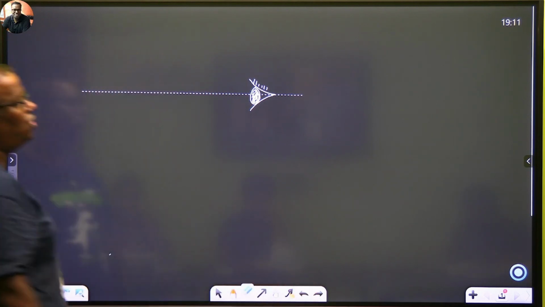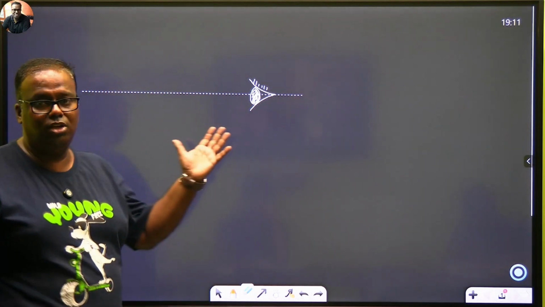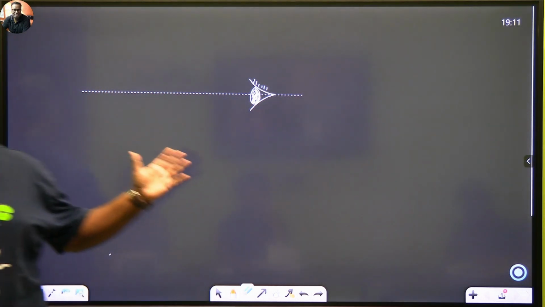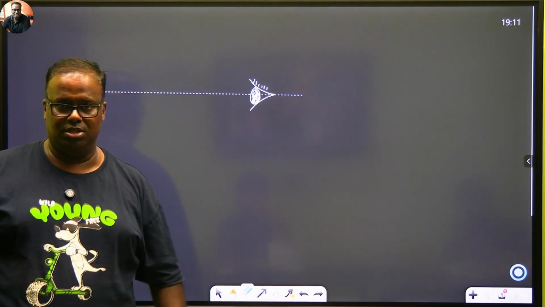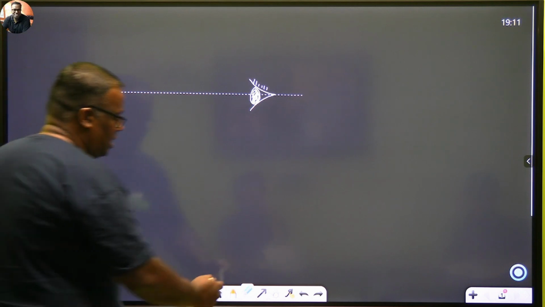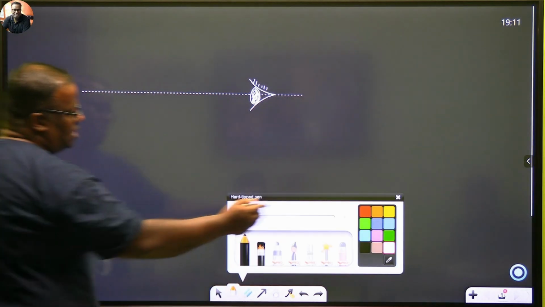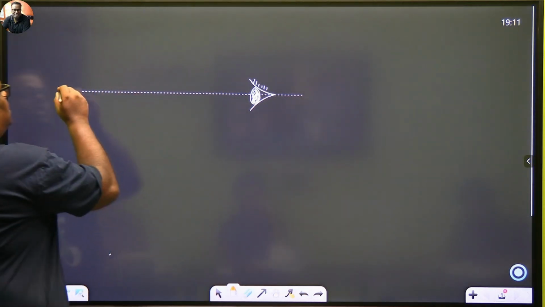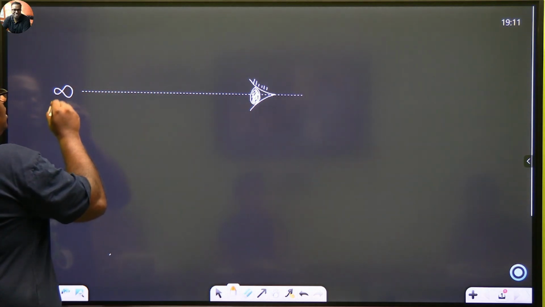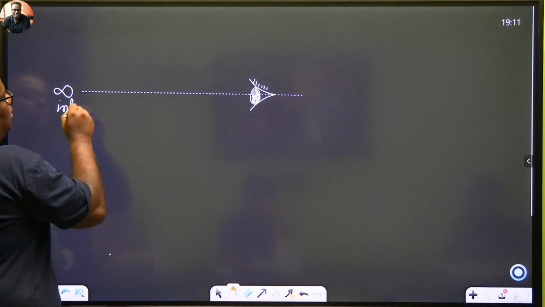Okay, this is the human eye. Now, how far can you see and how close can we see? If you are a normal person with normal sight, the farthest that we can see is known as infinity. The farthest that you can see is infinity.